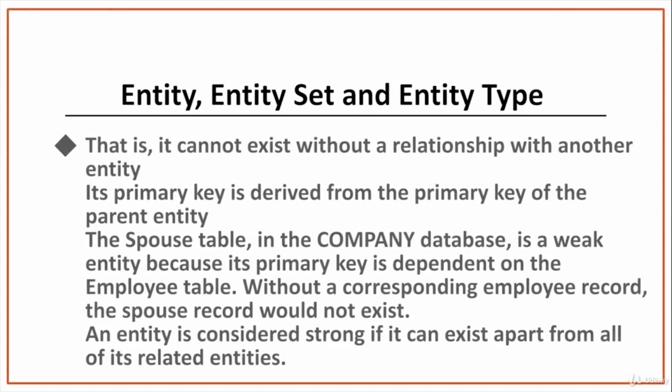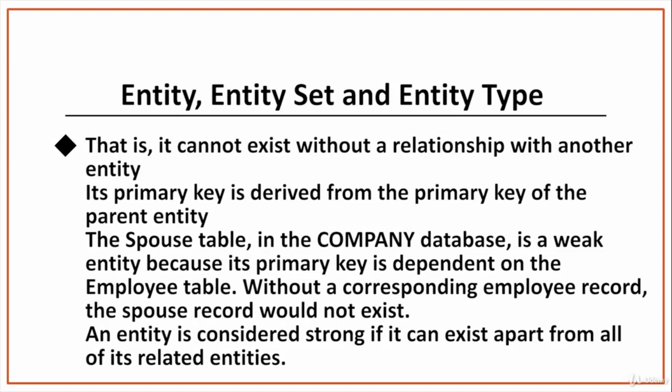That is, it cannot exist without the relationship with another entity. Its primary key is derived from the primary key of the parent entity. The spouse table in the company database is a weak entity because its primary key is dependent on the employee table. Without a corresponding employee record, the spouse record would not exist.